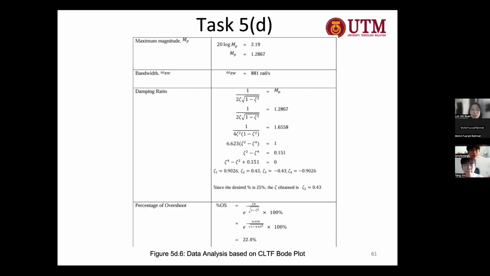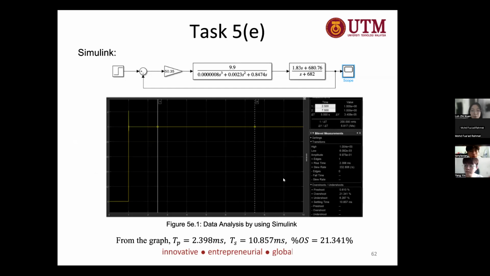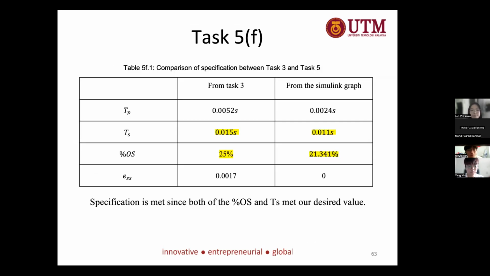By using the same methods that we used in the frequency domain, we also obtain an overshoot of 22.4%. Next, this is the Simulink, and from the graph, we can see that the TP, TS, and OS all met our specifications. Next, this is the comparison between task 3 and task 5. We can see that all specifications are met since both OS and TS met our desired values.